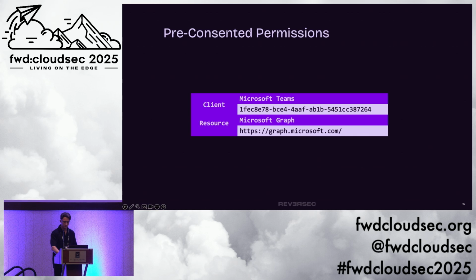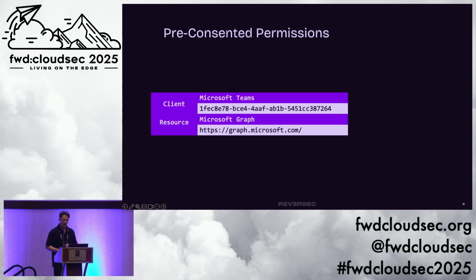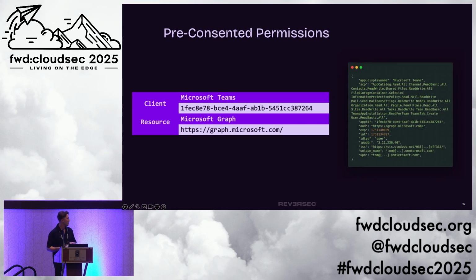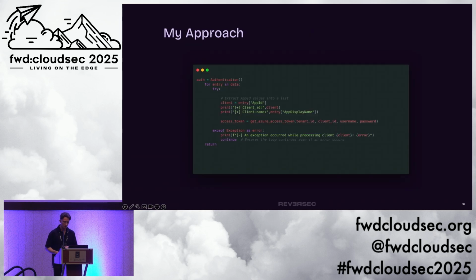So in the example here, we can perform a password grant flow to the Microsoft Teams client using the Microsoft Graph resource like we saw earlier. And the access token we get back, hopefully that's big enough for you to see, has an attribute called SCP, and those are the scopes. These are the permissions that are already pre-consented for Microsoft Teams for that specific Microsoft Graph resource.